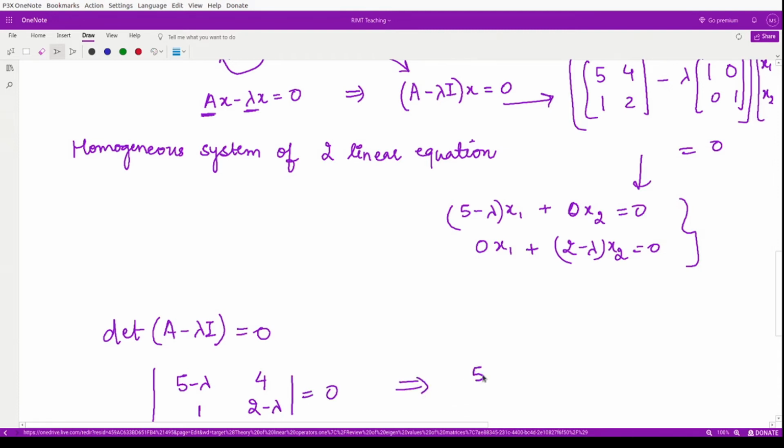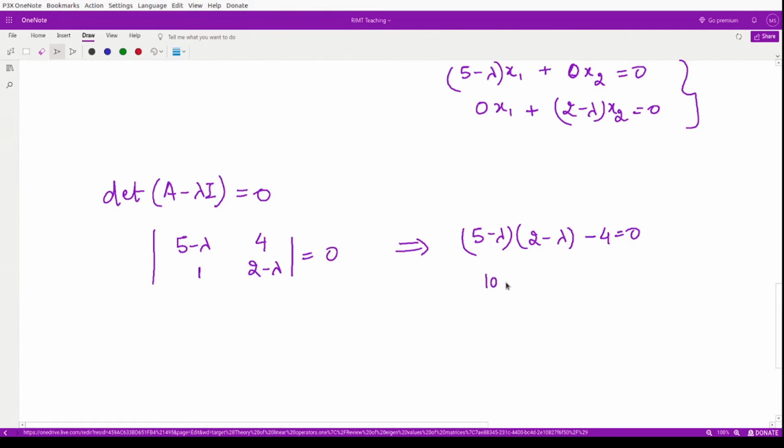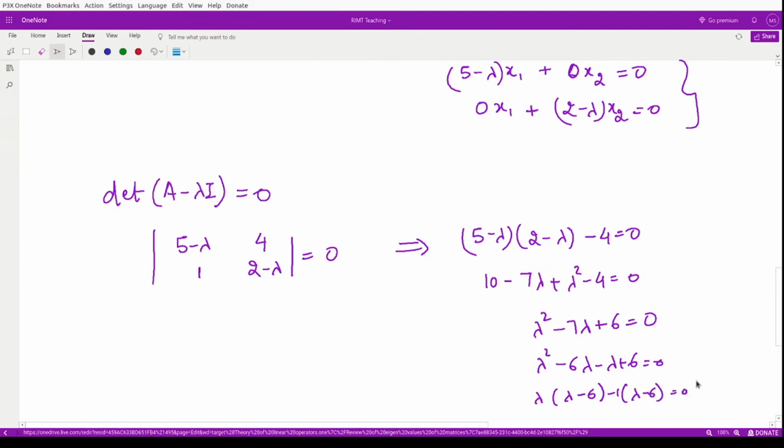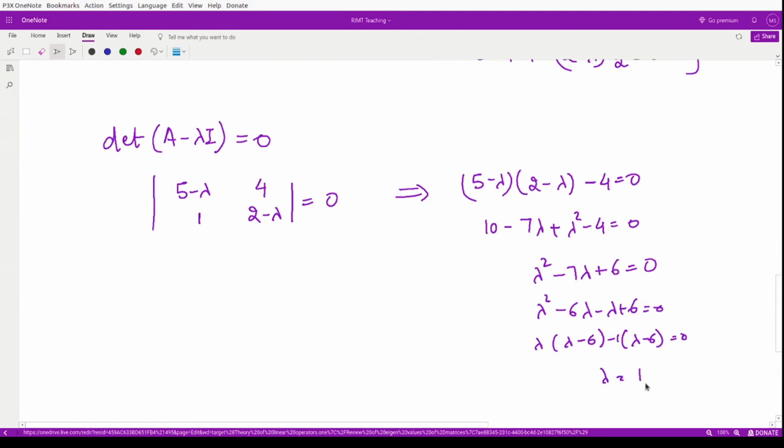So when you solve this determinant, you will have (5 minus lambda)(2 minus lambda) minus 4 is equal to 0. So that means 10 minus 7 lambda plus lambda square minus 4 is equal to 0, or you have lambda square minus 7 lambda plus 6 is equal to 0. So what are the values of lambda that you obtain from here? You may write this like this, so that you have (lambda minus 6)(lambda minus 1). So your values of lambda come out to be 1 and 6.